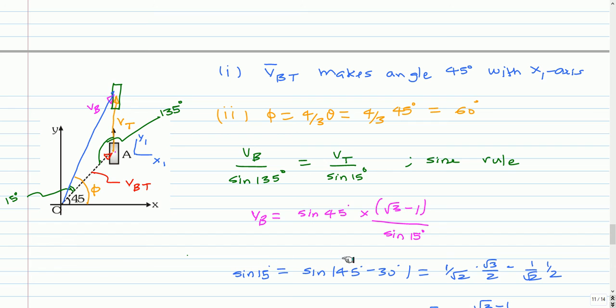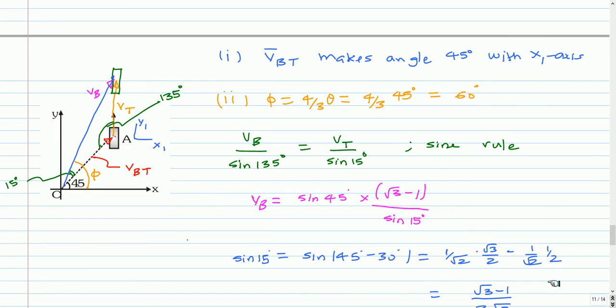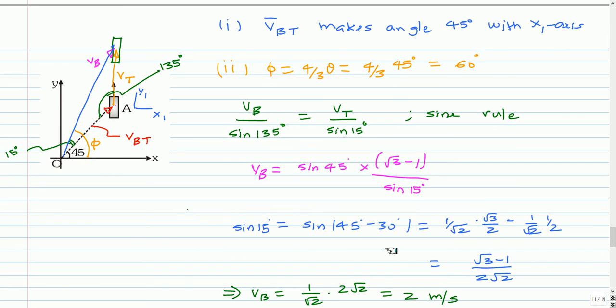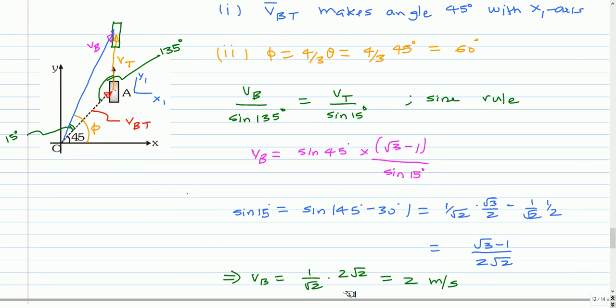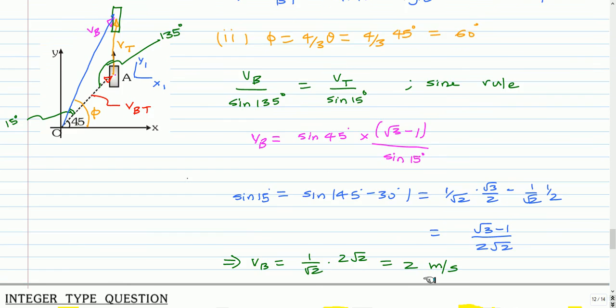So from this we get VB as this quantity, and sine 15 we can get as sine of 45 minus 30. So that is sine 45 cos 30 minus cos 45 sine 30. Using the values, we get sine 15 as root 3 minus 1 divided by 2 root 2. Using the value of sine 15, we get the velocity of the ball as 2 meters per second.